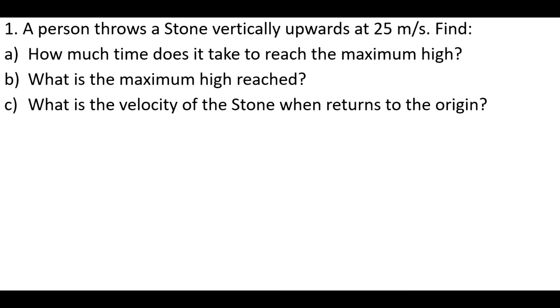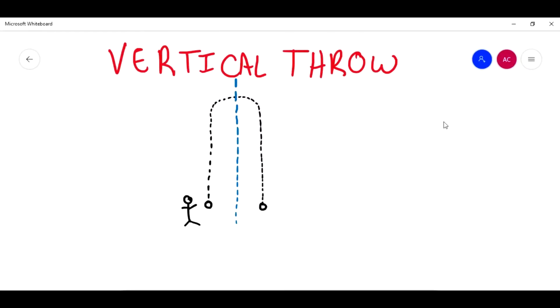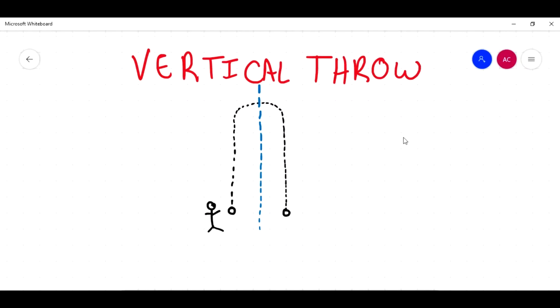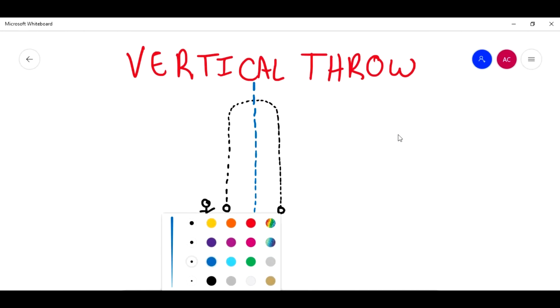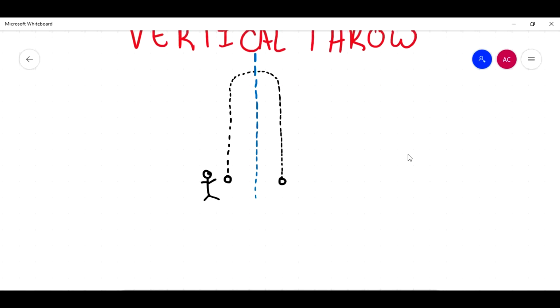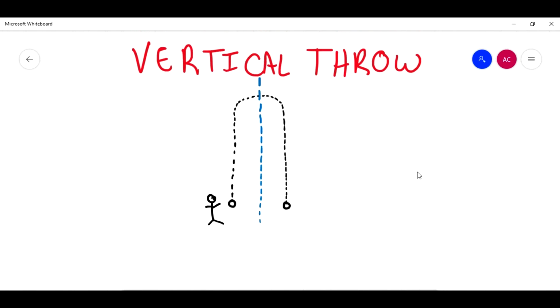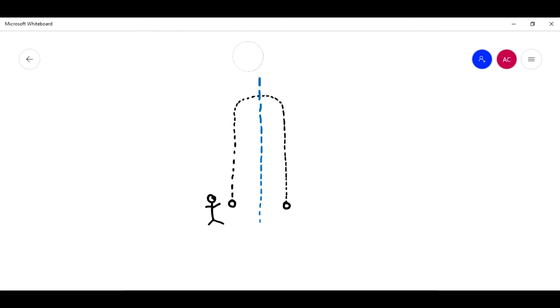Okay, so if you remember, in the previous video I explained all the concepts about vertical throw, in this case upwards, going upwards. So I'm going to change the screen. I have here the drawing, and I'm going to fill this drawing with the information. This is vertical throw. I'm going to erase this because it's going to represent an obstacle to me in order to complete the drawing.